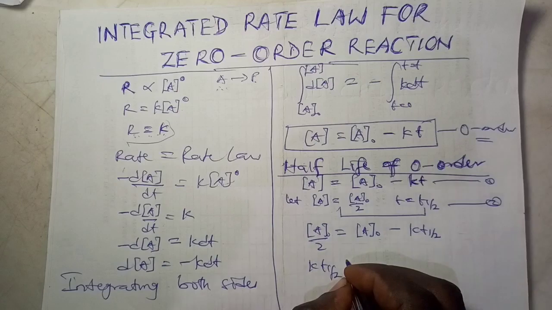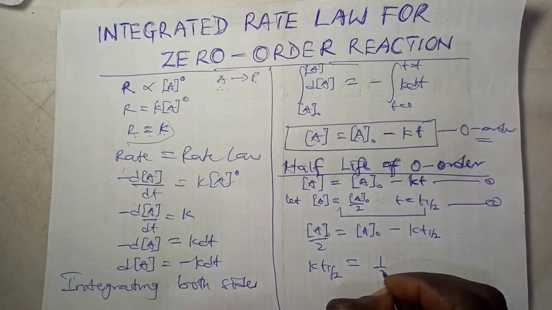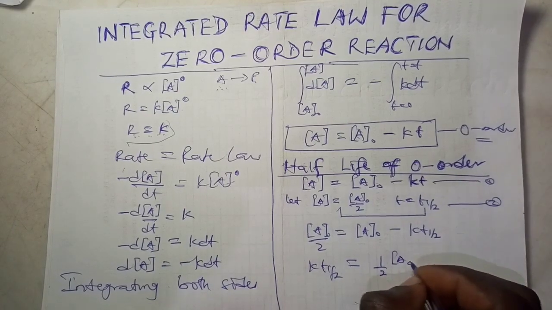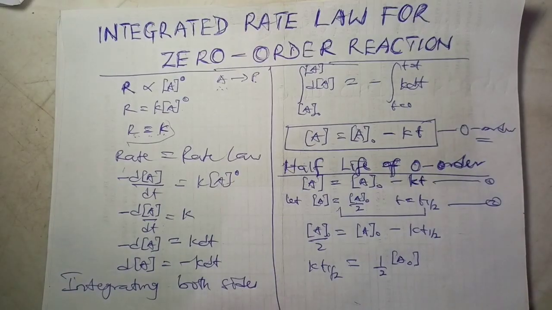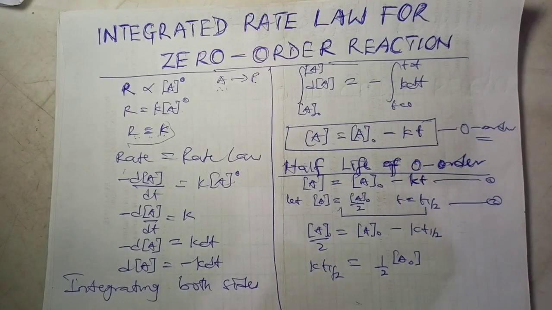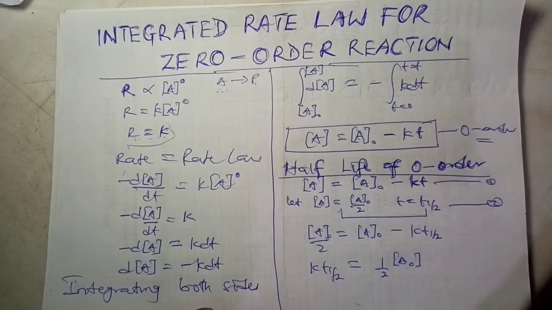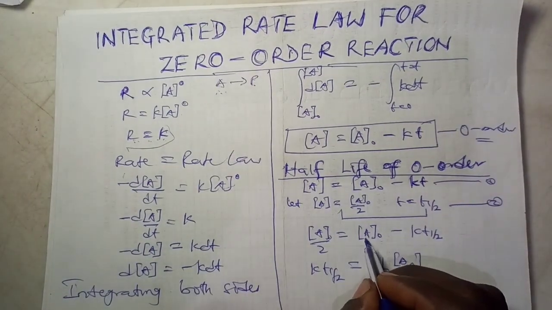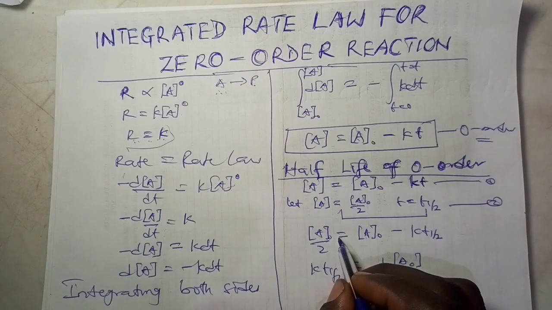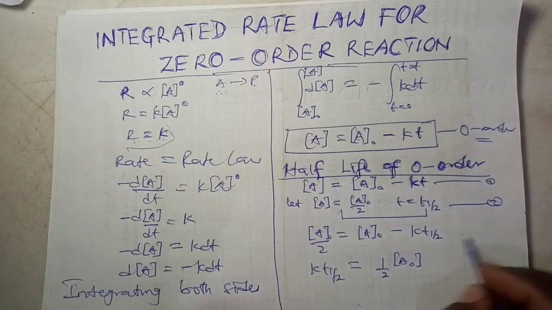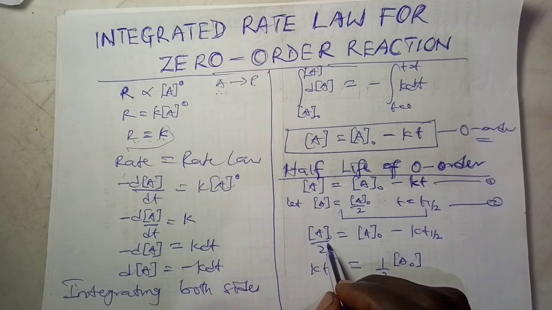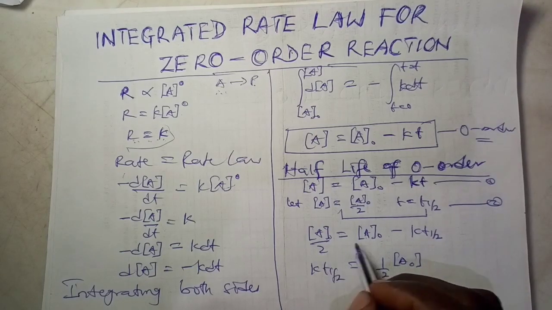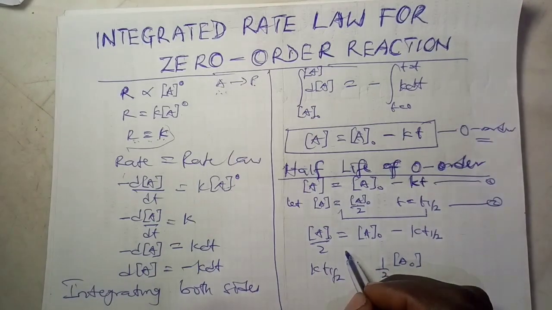kt half is equal to 1 over 2 A naught. Do you understand that? If you solve it out, that is what you will have. If you don't understand, look at what I mean. Here will come here. It will become minus. There will now be A naught over 2 minus A naught over 1.